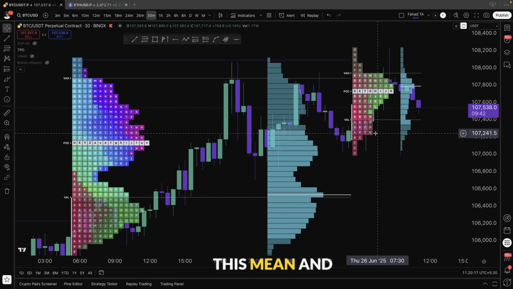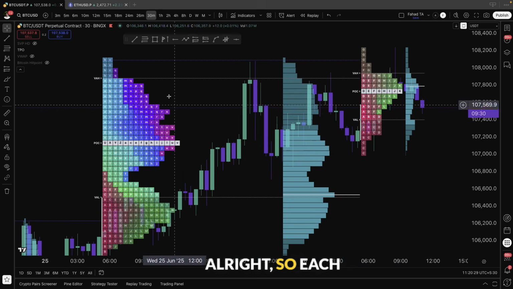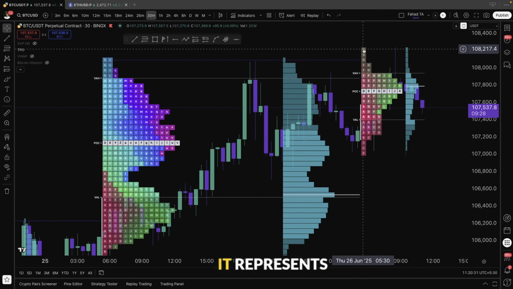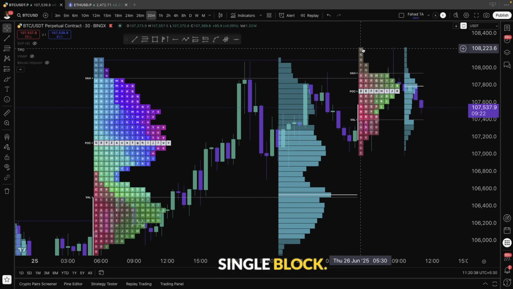Alright, so what does this mean and how are these blocks formed? Alright, they are not pre-formed, they will always develop in the current market. So how does this work? Let's try to understand that as well. Each of these blocks that you see represents the time that the market has spent over a particular price. Alright, so if there is a single block, now there can be variations in the timing.